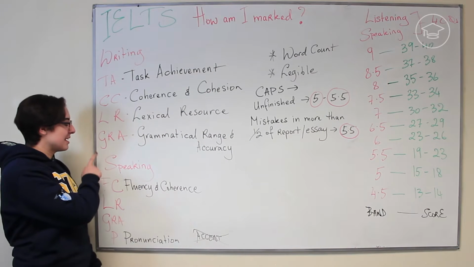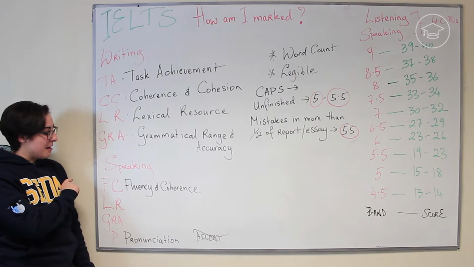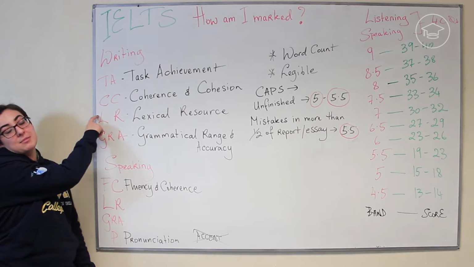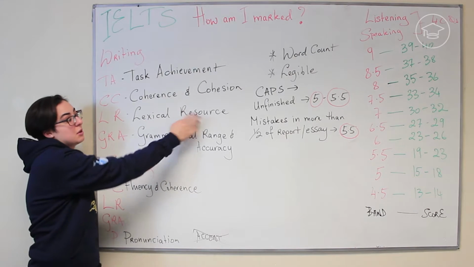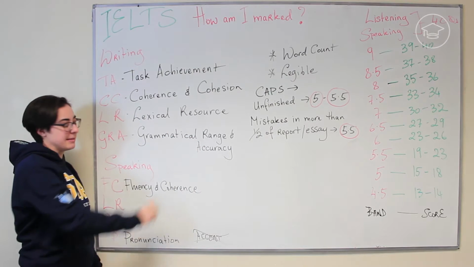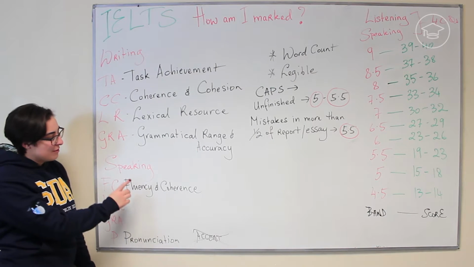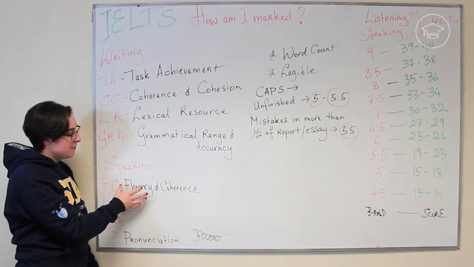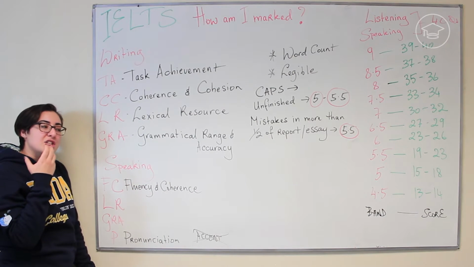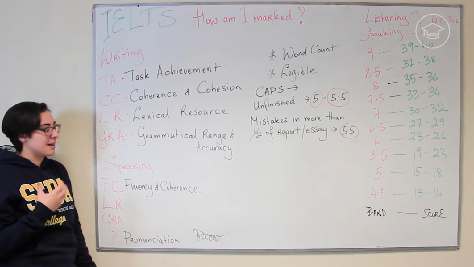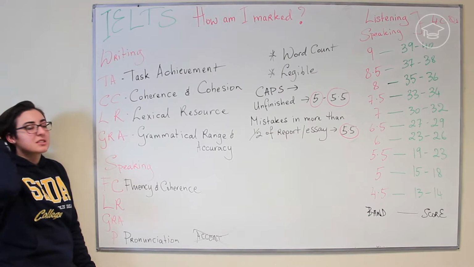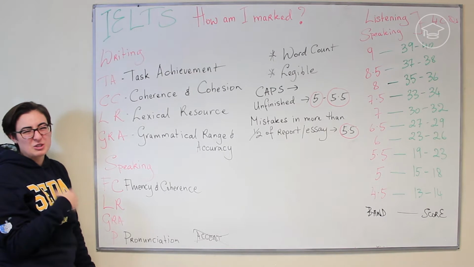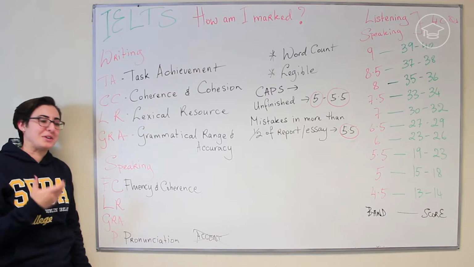Right, so the next thing is speaking. As you can see, LR and GRA are the same things. They're still looking, do you know lots of words? Can you use a lot of tenses? Then fluency and coherence. Coherence is, can I understand you? Fluency kind of means, do I sound natural? Do I use different colloquialisms, phrasal verbs? Do I sound like a natural speaker, or do I sound a little bit robotic?